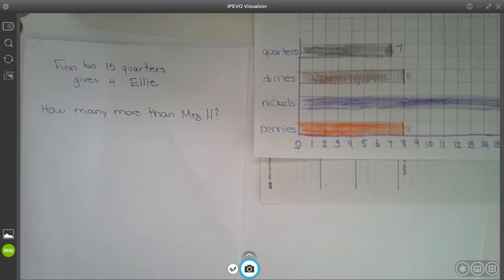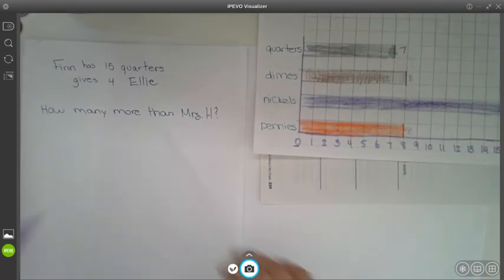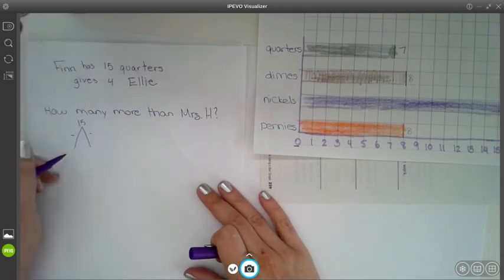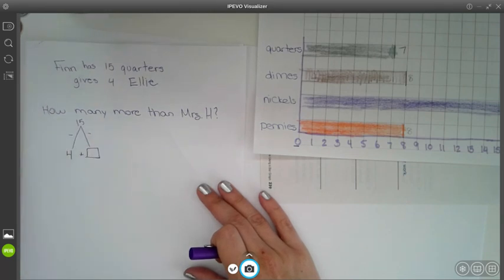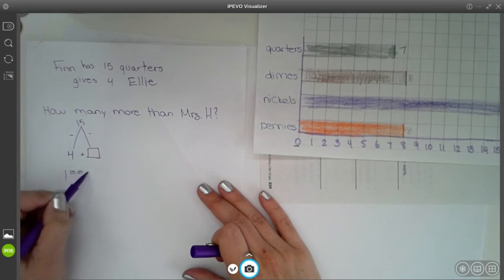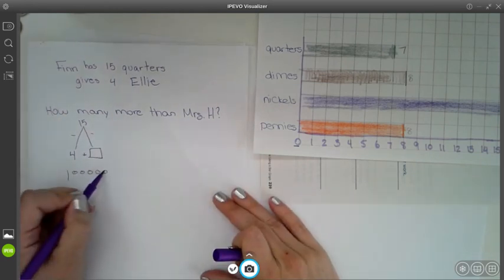Okay, so first we don't even have to read this bar graph, right? The first information just says that Finn has 15 quarters, and he is going to give 4 of them, so kind Finn, to Ellie. Okay, so you can do this. You can make a drawing. Some of you might know this in your head. It's totally up to you.